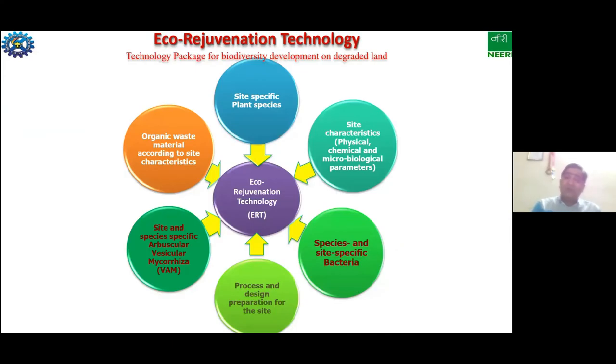So CSIR-NEERI has developed one technology, eco-rejuvenation technology. This is a technology package for the biodiversity development of degraded lands. In that technology, we have taken 6 parameters, friends: site-specific plant species, site characteristics, means physical, chemical, biological parameters, and species and site-specific bacteria. After that, site and species specific VAM, vesicular arbuscular mycorrhiza. After that, whatever organic waste material is available, and we have prepared the design and process. After that, prepare the technology, eco-rejuvenation technology. It is a very highly cost-effective technology. Only one-time investment is required.